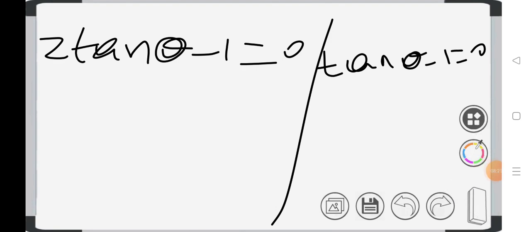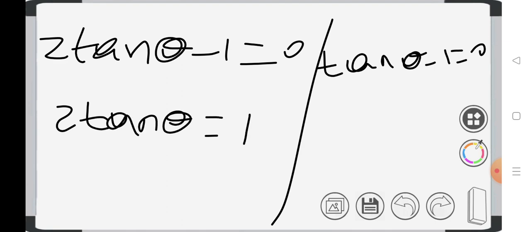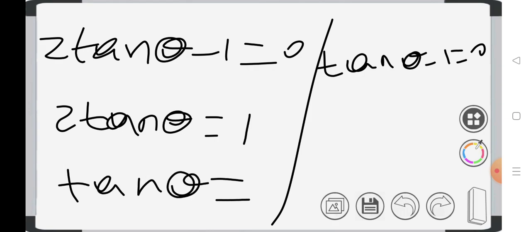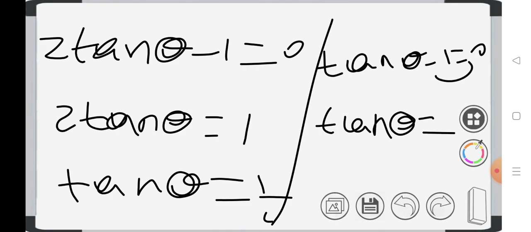Now first I am changing this one. 2 tan theta is equal to 1 we will get. Tan theta is equal to 1 by 2 we will get. First I transmitted this side, and after that, as 2 is there, I divided. Now tan theta is equal to 1 we will get.